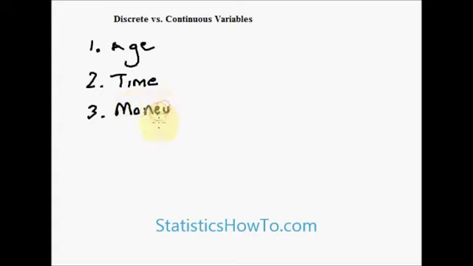Here's another way. Let's figure out if these are continuous or discrete. Is age discrete or is it continuous? How about time? Let's take a third example. Money. Now at first you might think age is discrete because you can be 31 years old, you can be 50 years old, or you can be 79 years old, but that is not correct. Age is in fact a continuous variable.